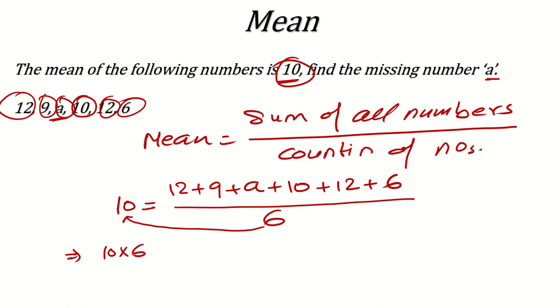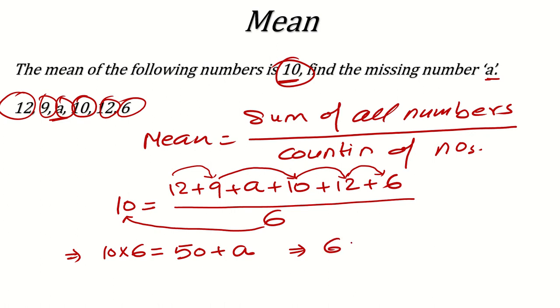So 10 multiplied by 6 is equal to 12 plus 9, 21. 21 plus A, what did you say? No answer? Very good. 21 plus A, nothing, because they are unlike terms. So move forward. 21 plus 10, 31. 31 plus 12, 43. 43 plus 6, 50. So it is 50 plus A. No need to write it again because I have written 6 there. So 50 plus A. Now 10 times 6 is 60.